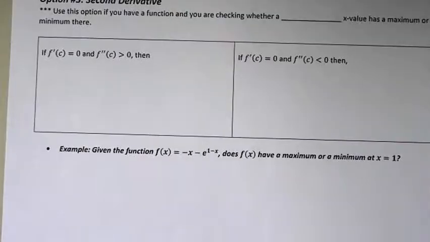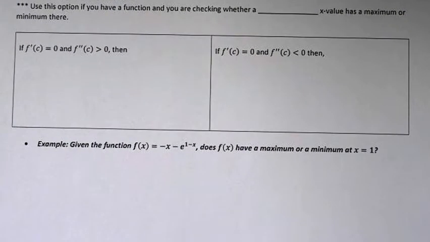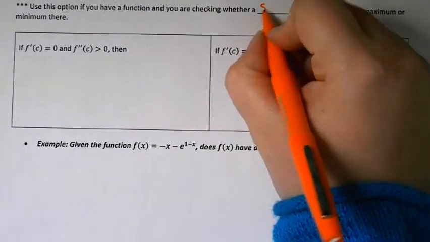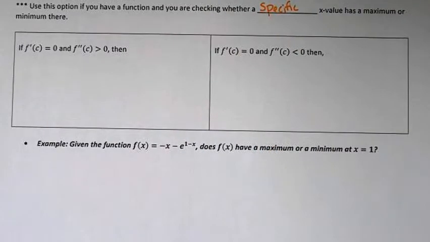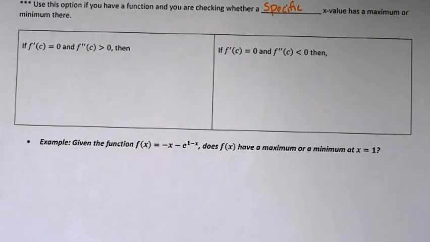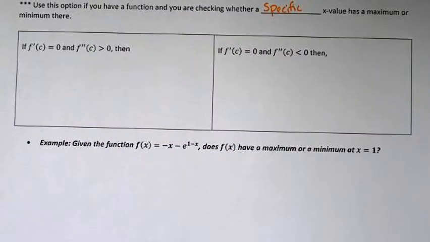Okay, last thing we need to talk about then is option 3, which is called the second derivative test, and it's actually a combination, all right? So we use this option if we have a function and we are checking whether a specific x value has a maximum or a minimum there. So I'm just going to talk through what this looks like, and we're going to do this example together in class, all right?